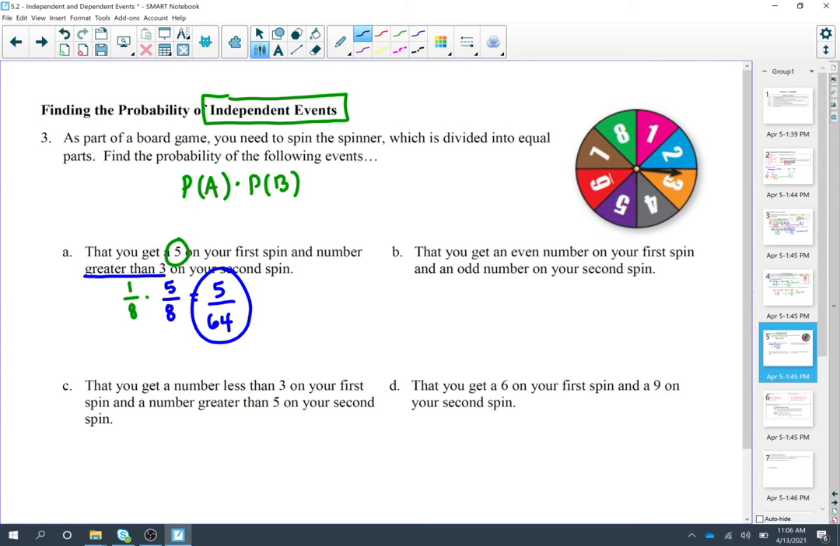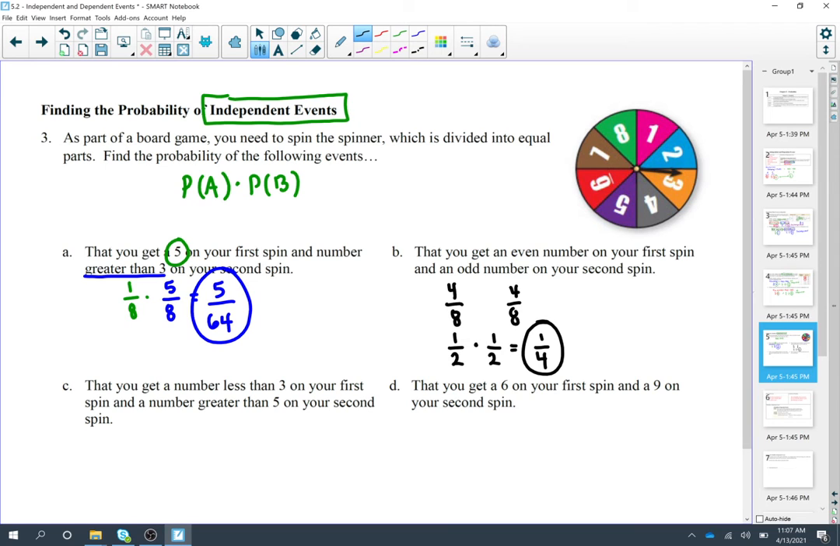Letter B. What's the probability that you get an even number on your first spin and an odd number on your second? Well, even numbers would be 2, 4, 6, or 8, which is 4 numbers out of 8, which we could simplify to 1/2, times an odd number on our second spin, which would be 1, 3, 5, and 7, which is also 4 out of 8, which would simplify to 1/2. So the probability would be 1/4.